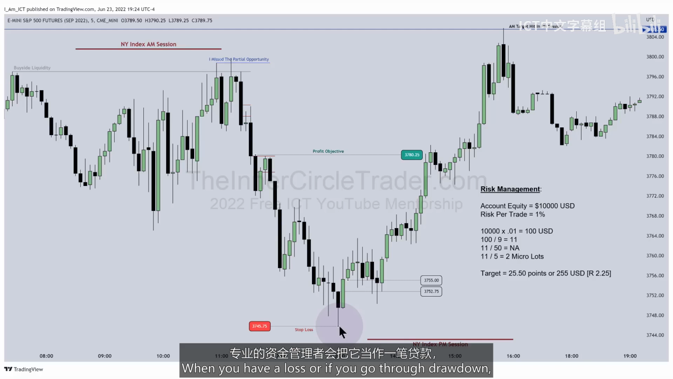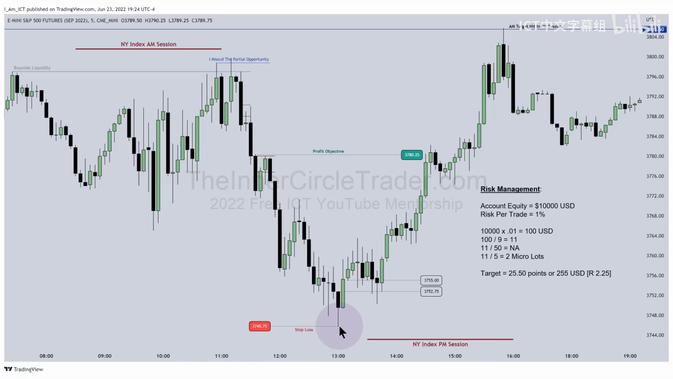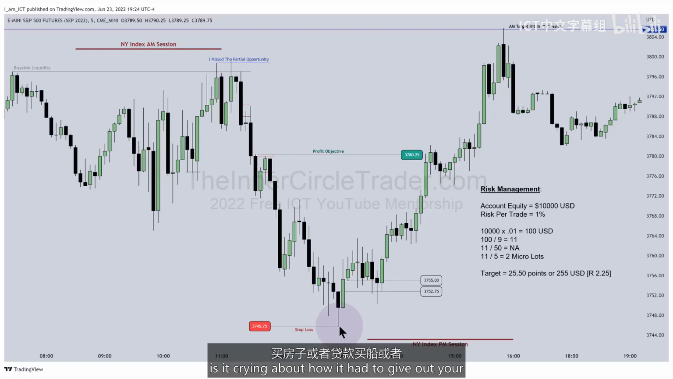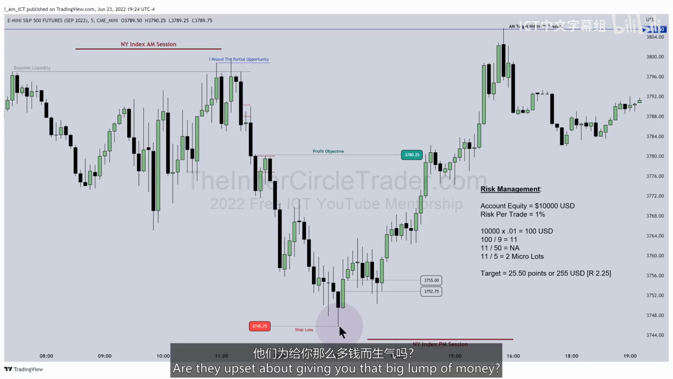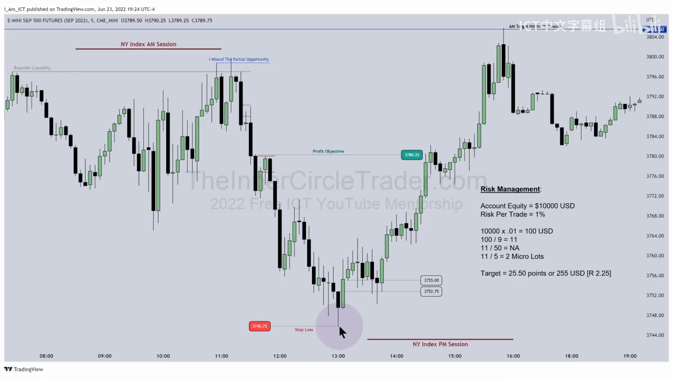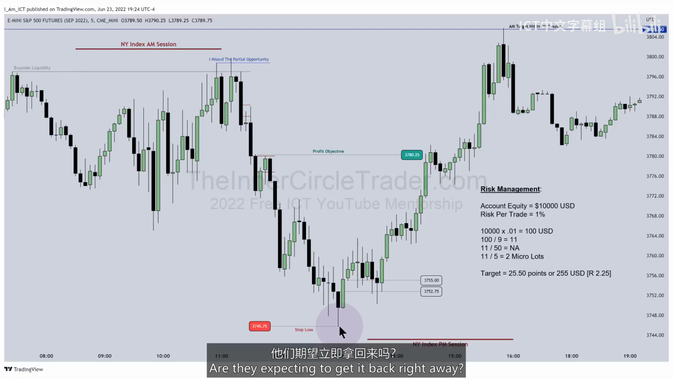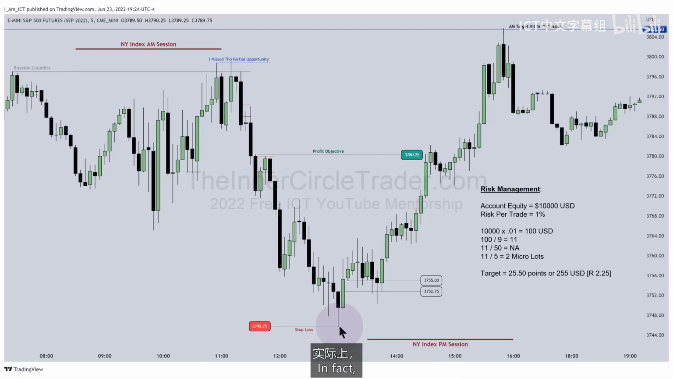When you have a loss, or if you go through drawdown, a professional money manager views it as a loan that you're going to collect interest on. When a bank lends out money, is it crying about how it had to give out your down payment for a home, or your boat loan, or some other purchase that you made a loan with them with? Are they upset about giving you that big lump of money? No. Nope. Are they expecting to get it back right away? No. In fact, they don't want you to take it and pay it off real quick, because that's their business model. They want to lend out the money and get as much interest as possible.